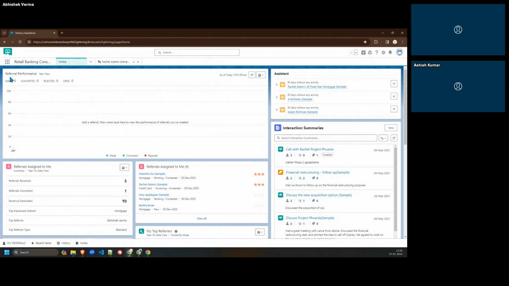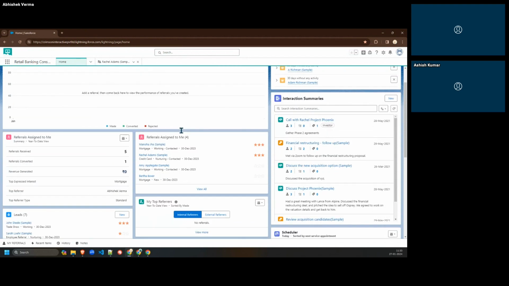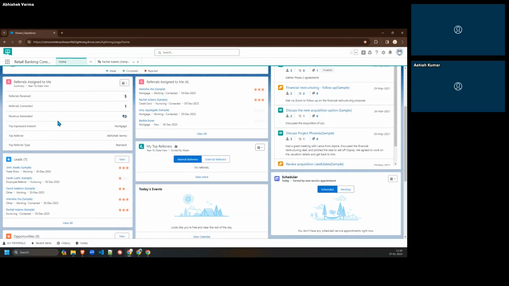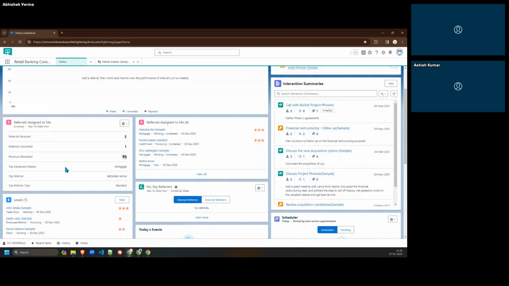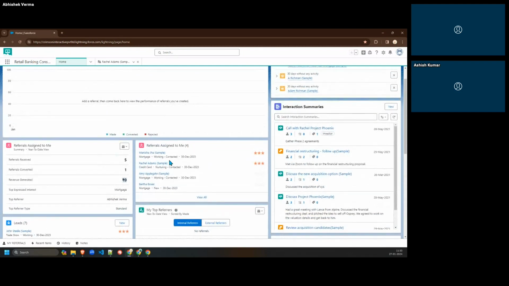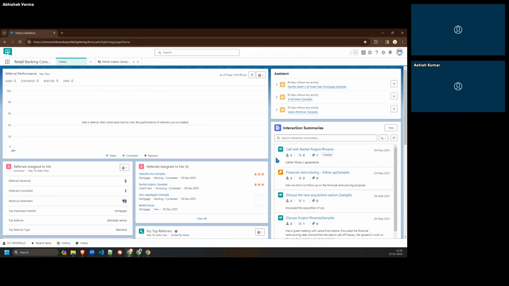Here I can see the referral performance of my branch: how many referrals I have received so far, how much revenue we have generated, how many leads and opportunities we have, what referrals are assigned to me, and what the ratings of those referrals are. Referral means the lead, and I can also see my top referrals. So all the details I can see when I go to the home page.